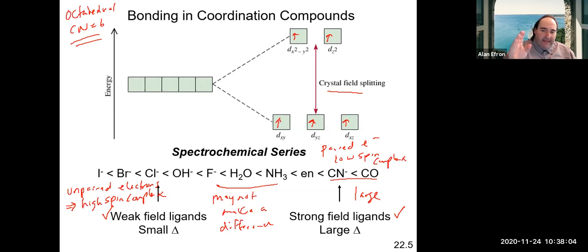So if you come across a problem where they really don't specify something, it's maybe not really clear as to, is that ligand sort of in the middle-ish? Is it weak field, strong field? It may actually be a case where it will not make a difference at all which way you do it, and you'll end up with sort of the same situation. So that definitely does occur.